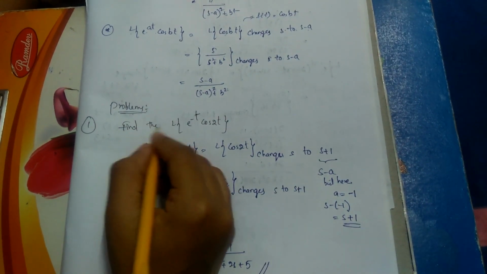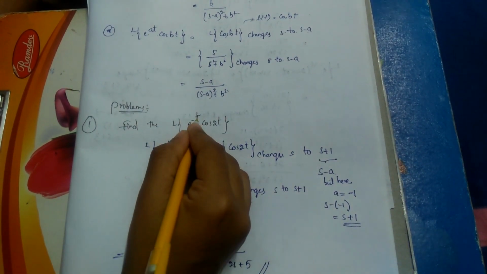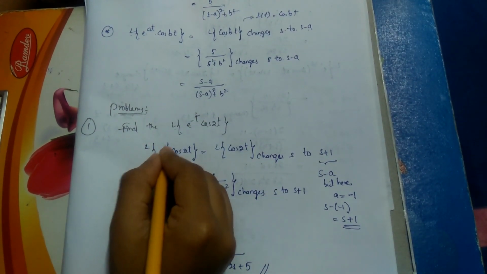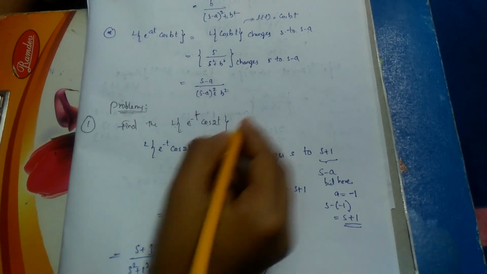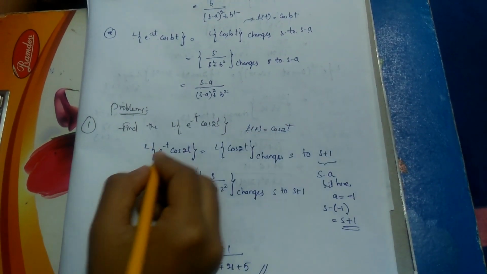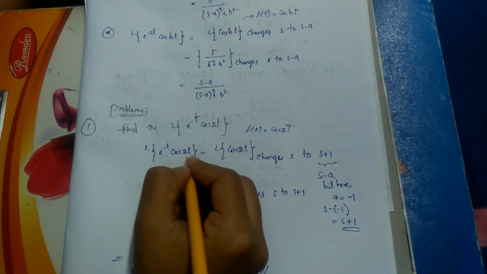First problem, find the Laplace transform of e power minus t cos 2t. So Laplace transform of e power minus t cos 2t. So here f of t is nothing but cos 2t. The same first shifting theorem we have to apply here.